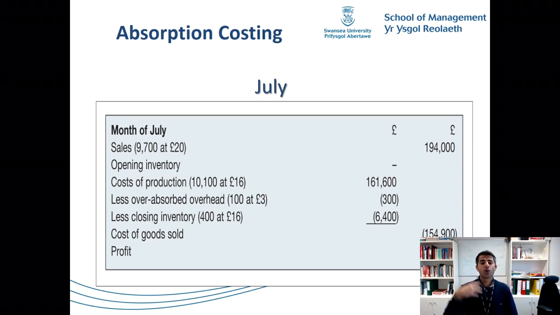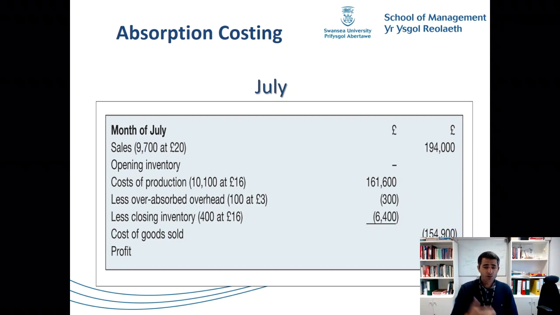So that is called over absorbed. We over absorb by 100 units. In this case, if it's over absorbed, we need to minus it. So less over absorbed, 100 units times £3, because as I said, we only concern about the fixed cost element, which is £3. So £300, you need to deduct it from cost of production, 161,600.